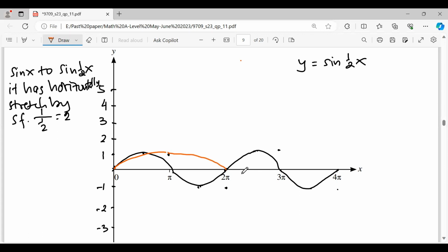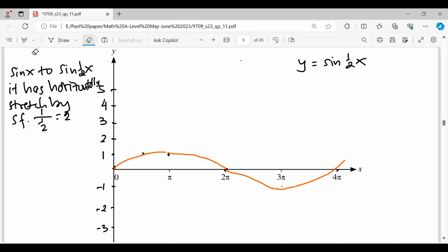This is the graph y equals sine of x, the minimum point here. Sorry, not here, but it becomes here. Like that. Okay. I'm going to clean the previous graph.